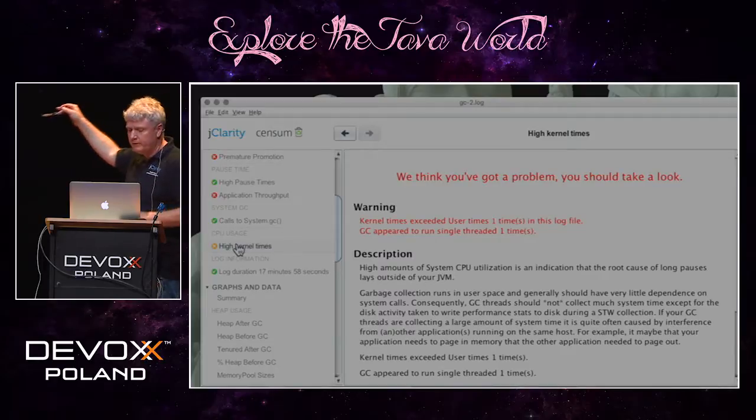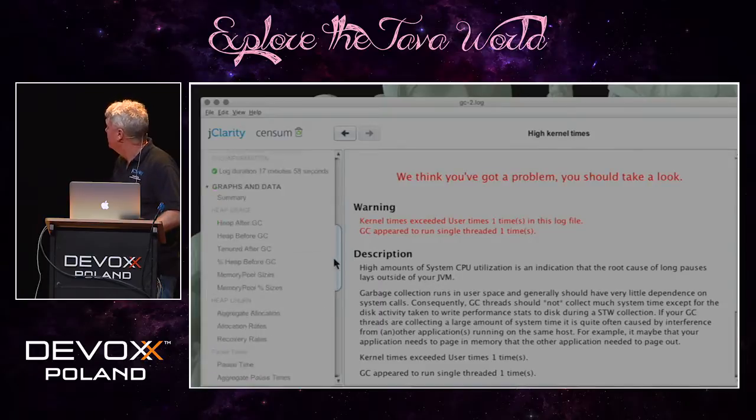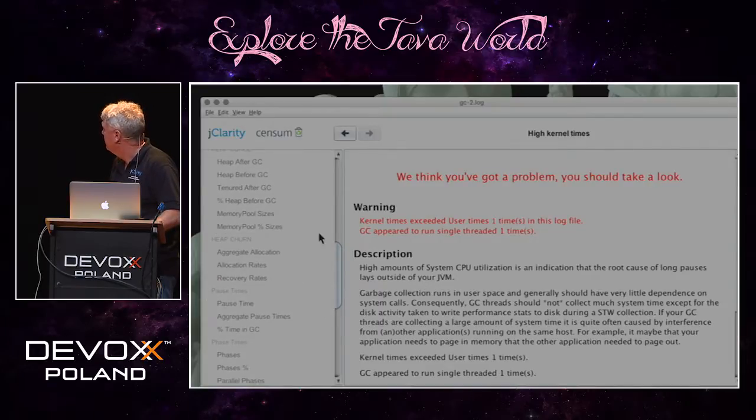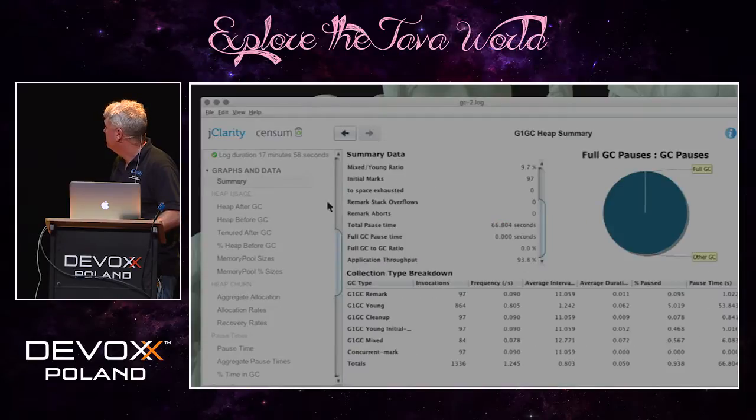We use this analytic to help determine if your JVM is suffering from what we call noisy neighbor. If you're running in a VM and you have lots of steal time and stuff like that, we can pick that up with this particular analytic. Anyways, that's a small aside. Okay, so if we come back over here, you can see there's our summary.